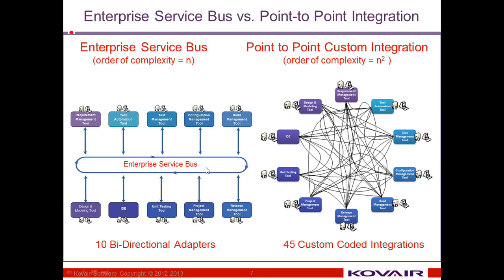Whereas on the left hand side, in the ESB structure, you just need to change the adapter which was communicating with that particular tool. Everything else remains the same. And if you have to introduce a new tool in this system, just remove one of the adapter boxes and put in the new adapter for this new tool. The business rules, you don't need to change them. They are all configured in the enterprise service bus.